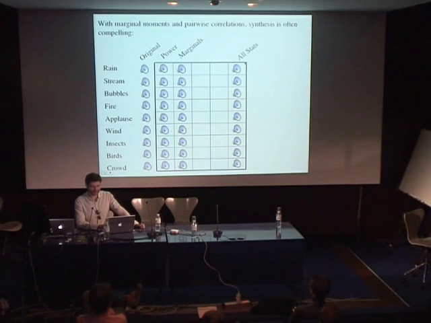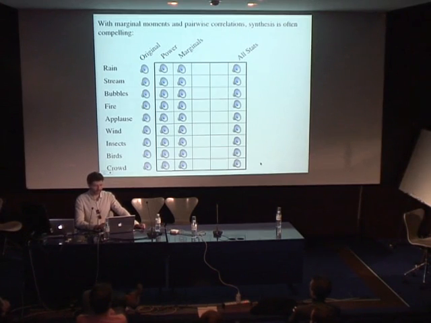These are examples of the sound synthesis, all of which were generated from noise just by matching the statistics of, in this case, rain, stream, bubbling, fire, applause, wind, insects, birds, and crowd noise.